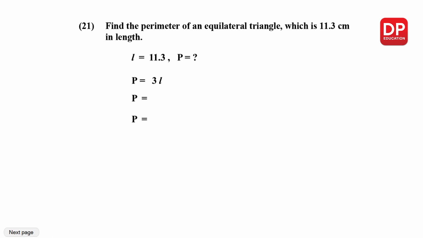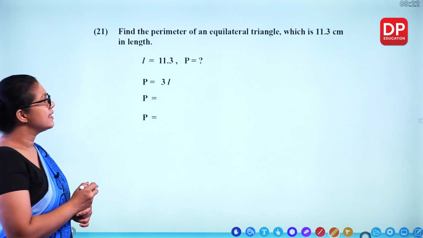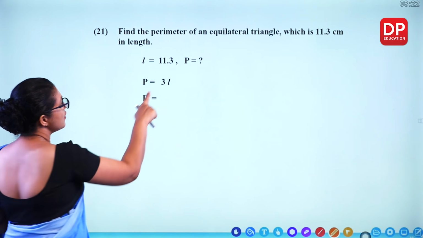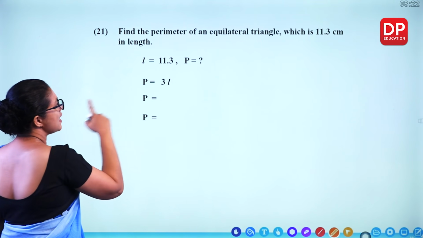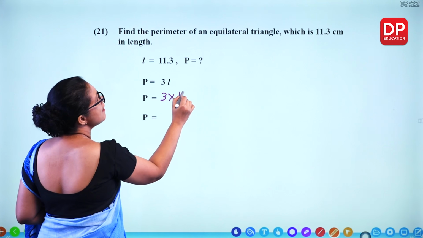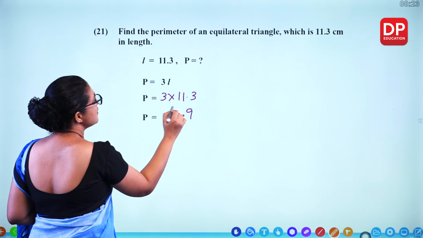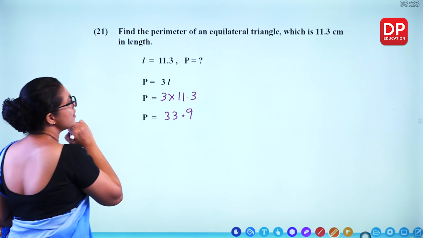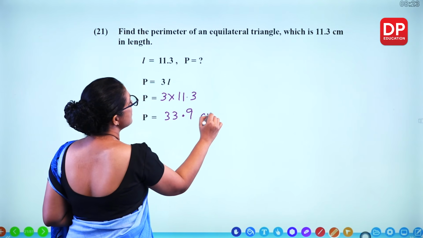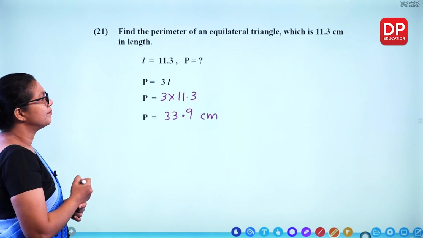Find the perimeter of an equilateral triangle which is 11.3 centimeters in length. So this is an equilateral triangle. You can use P equals 3 times L. 3 times 11.3. 3 times 3, 9. 3 times 1, 3. 3 times 1, 3. That's in centimeters.